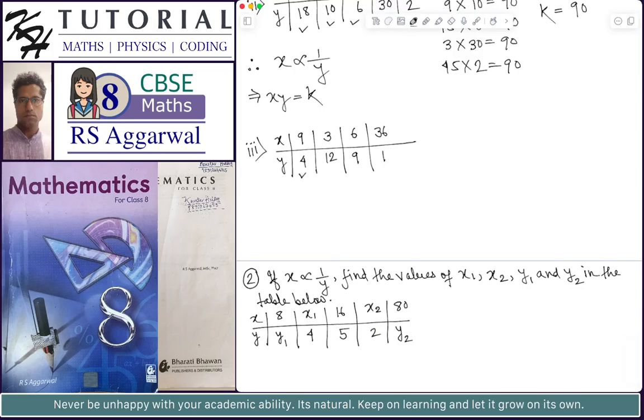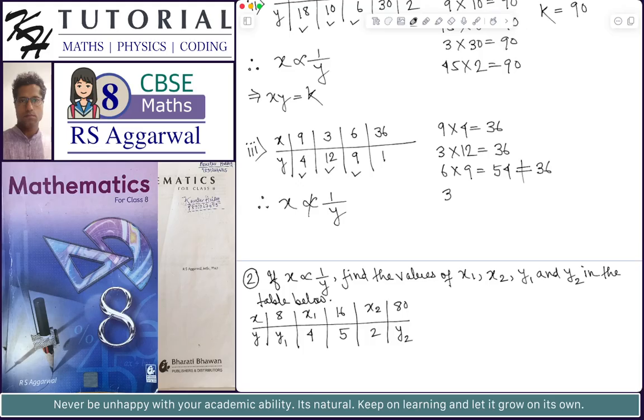For the first corresponding values, we see 9 multiplied by 4 is 36, and for the second corresponding values, the product 3 multiplied by 12 is also 36. And for the third corresponding values, 6 into 9 is equal to 54, which is not equal to 36. Right away we can say that the quantities x and y are not inversely related, since we have found one corresponding pair, 6 and 9, whose product is not equal to 36.